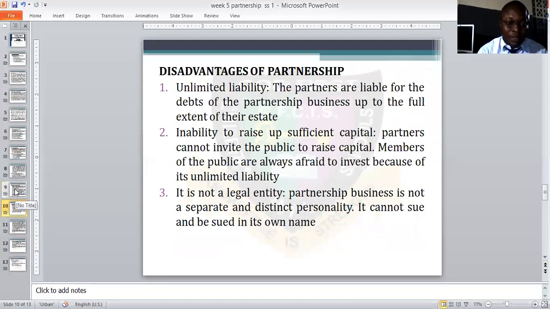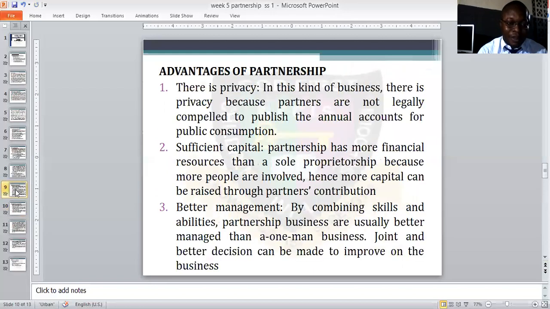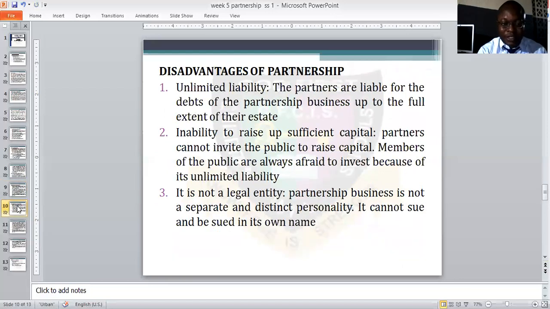Let us look at the advantages, disadvantages of partnership. One, unlimited liability. The partners are liable for the debts. So the partners are liable for the debt of the partnership business up to the full extent of the money. So the partners, they are the ones that pay back the debt that they are owing the creditors.